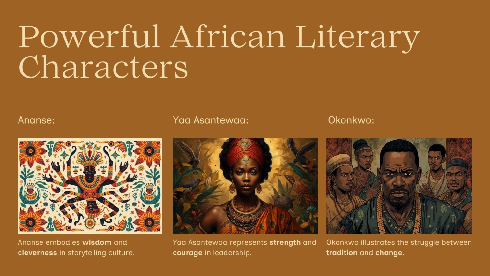And we have our famous female warrior, Yaa Asantewaa, who represents strength and courage in leadership, while Okonkwo also illustrates the struggle between tradition and change. So there are other African literature characters that you can use to develop stories. Each character must represent something.